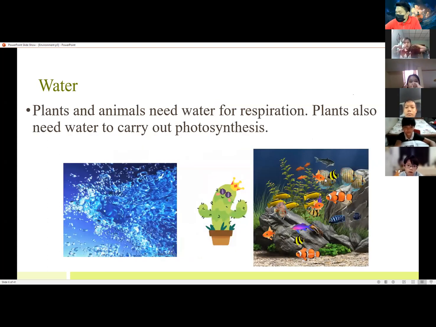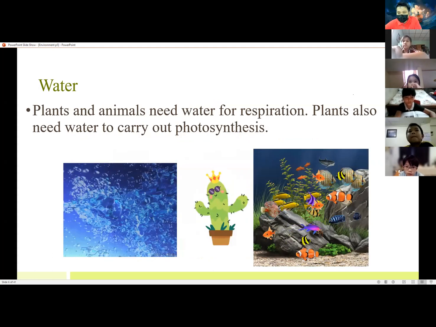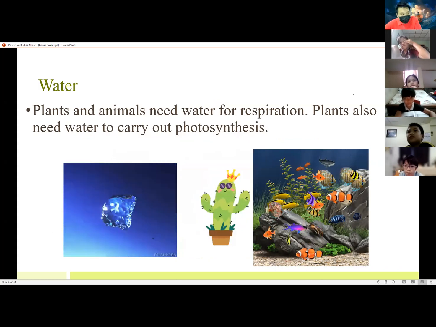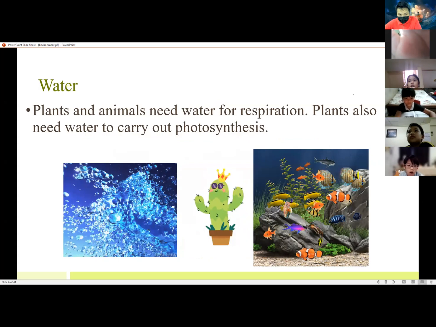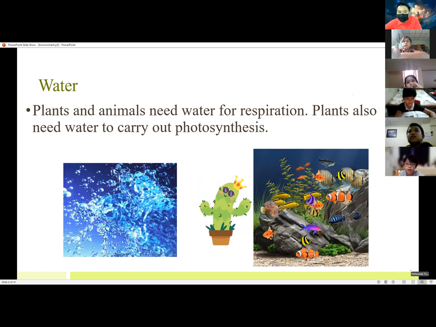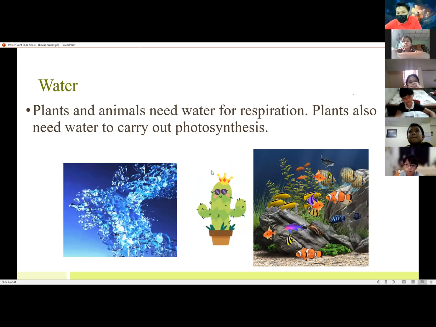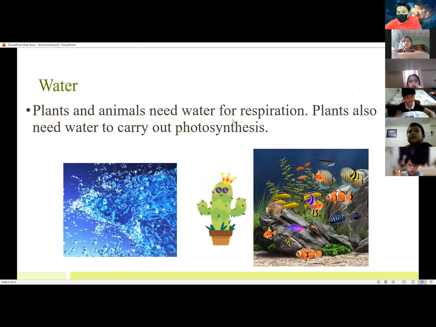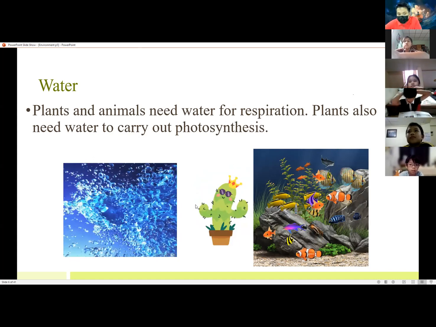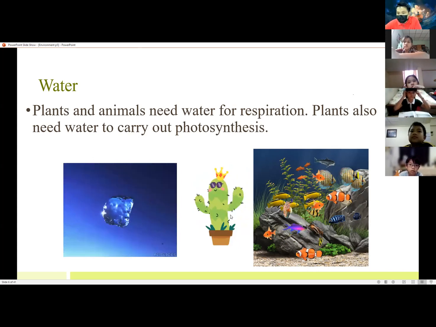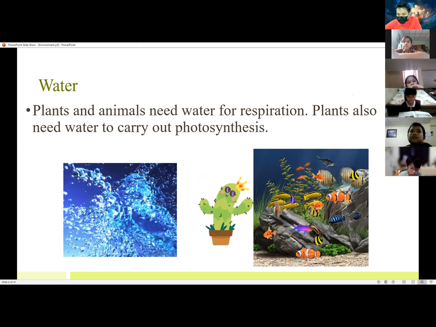Water. Please read. Plants and animals need water for respiration. Plants also need water to carry out photosynthesis. So plants, animals and humans need water, but plants and animals need water for respiration. If you look at this picture, what is this? It's the water, right? So every living thing needs water.